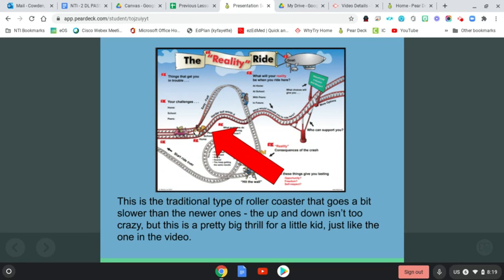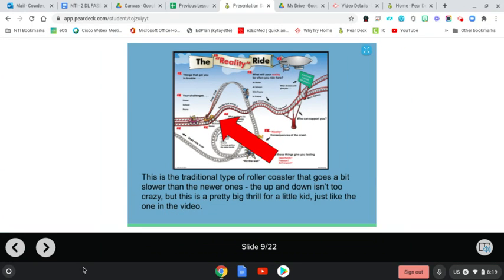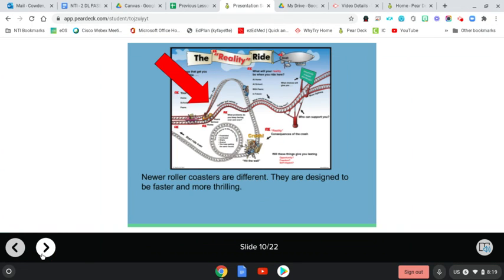Look, just up and down. Now, this other roller coaster, on the other hand, goes up, down really fast, spins around, and goes right back to the beginning. So this is a lot more like some of the newer roller coasters. It's faster, it's more thrilling. But take a second and look around. Do you see anything?